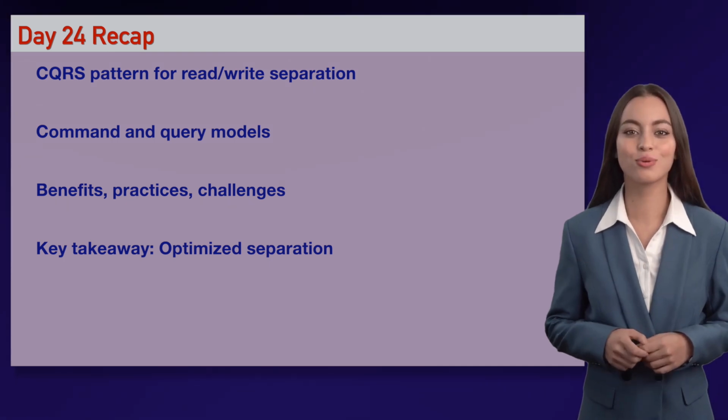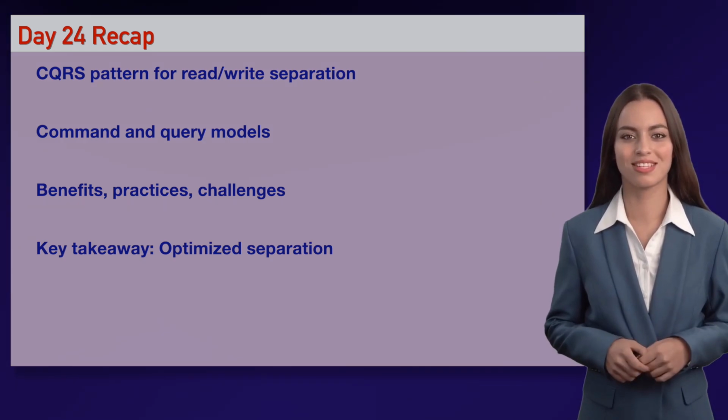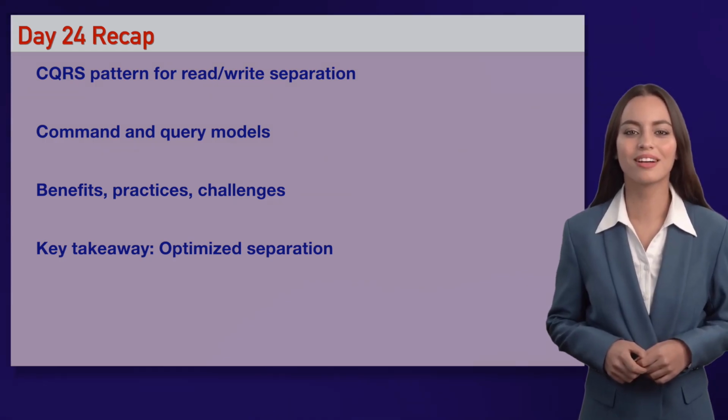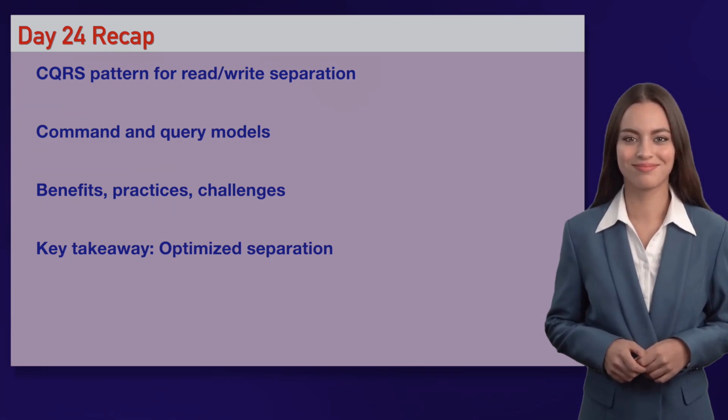Welcome back to Day 24 of the 50 Days Software Architecture class. Today, we're diving deep into the Command Query Responsibility Segregation, or CQRS, pattern, a powerful architectural approach that fundamentally changes how we think about data operations in complex systems.